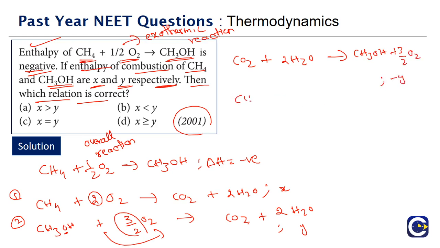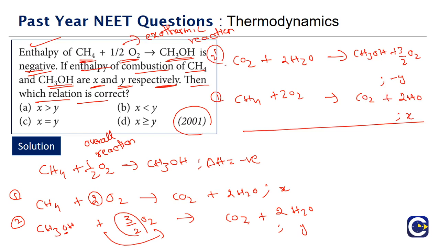Equation 1 is as it is, right? CH4 plus 2O2 gives rise to CO2 plus 2H2O. For this the enthalpy change is X. We are keeping equation 1 as it is, and the second equation we reversed it. That's why the enthalpy change of the second equation will be modified as what?